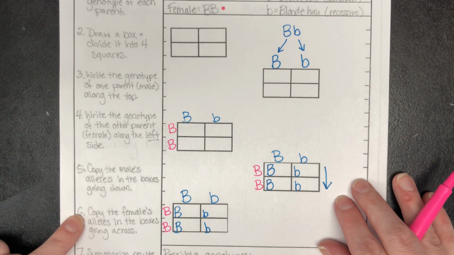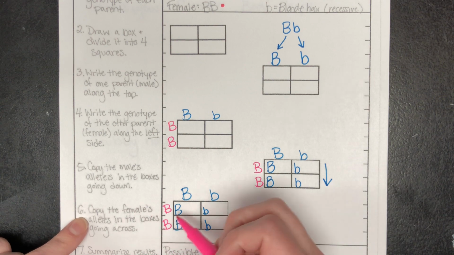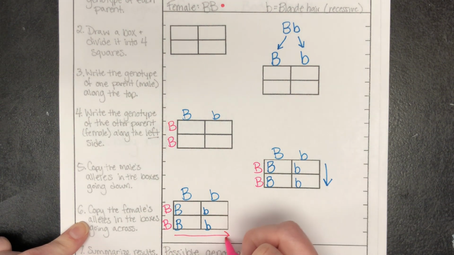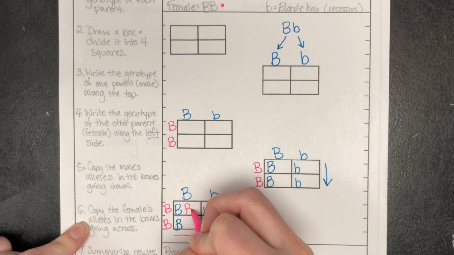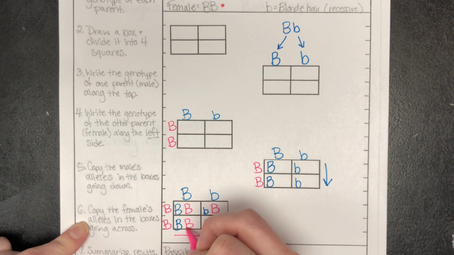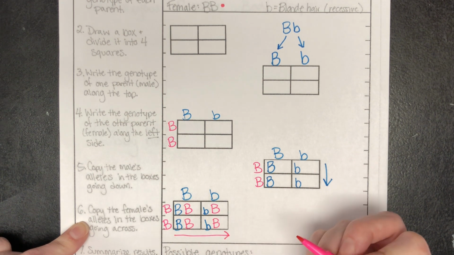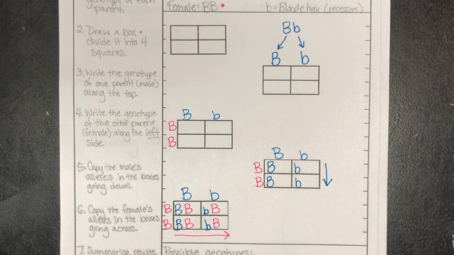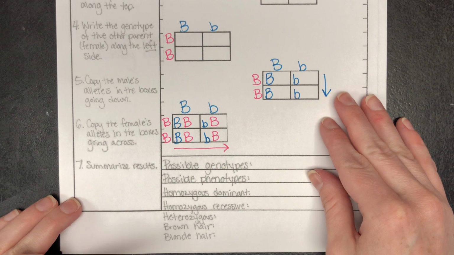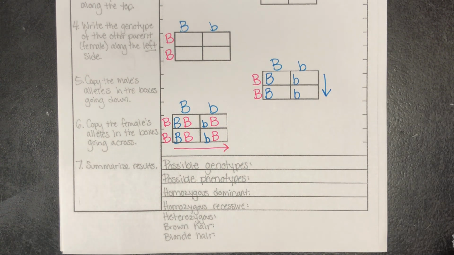And our very last step is to copy the other parent's alleles in the boxes going across. So here that would be big B there, big B there, big B here, and big B here. And now you are done creating your Punnett square, but we still have to summarize our results. So let's look at our possibilities.